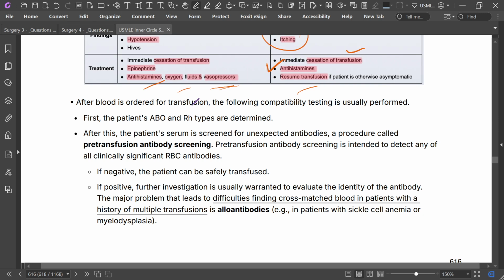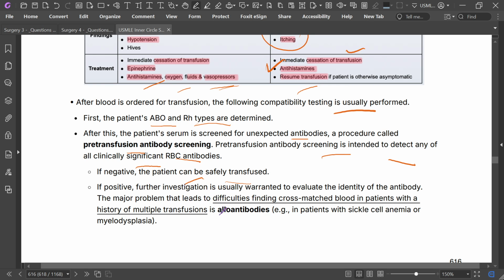After blood is ordered for transfusion, the following compatibility testing is usually performed. First, ABO, then Rh type. Then the patient's serum is screened for unexpected antibody, a procedure called pre-transfusion antibody screen, which is needed to detect any clinically significant RBC antibody. If negative, then this patient can be safely transfused. If positive, then further investigation is usually warranted to evaluate the identified antibody.